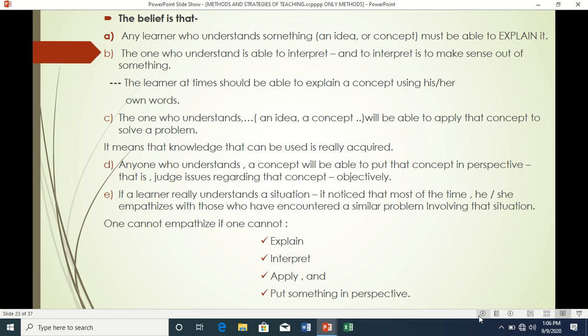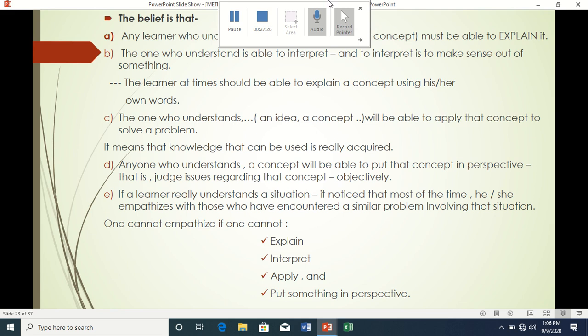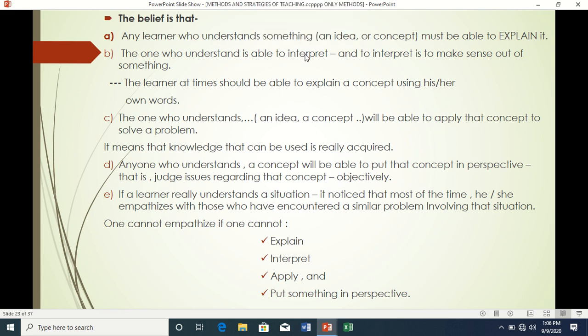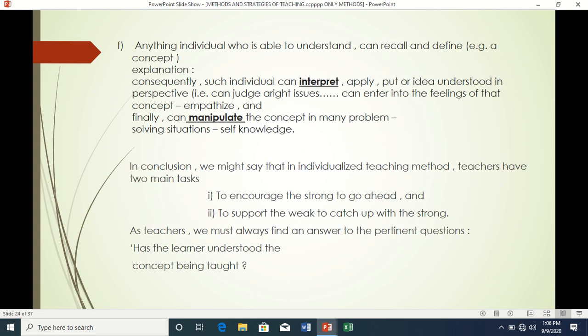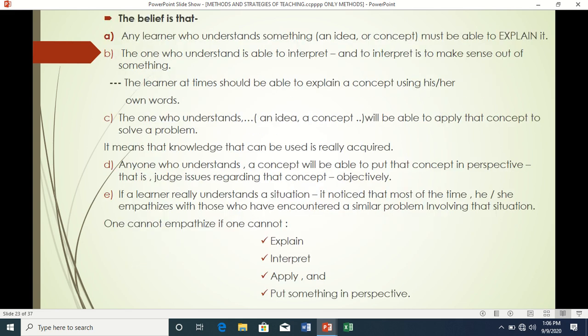So understanding something, explaining and applying is very, very important in this teaching process. Because if a learner really understands a situation, he has been able to put it in perspective. You will notice that most of the time, this person will empathize with those who have encountered a similar problem. And it is very true.